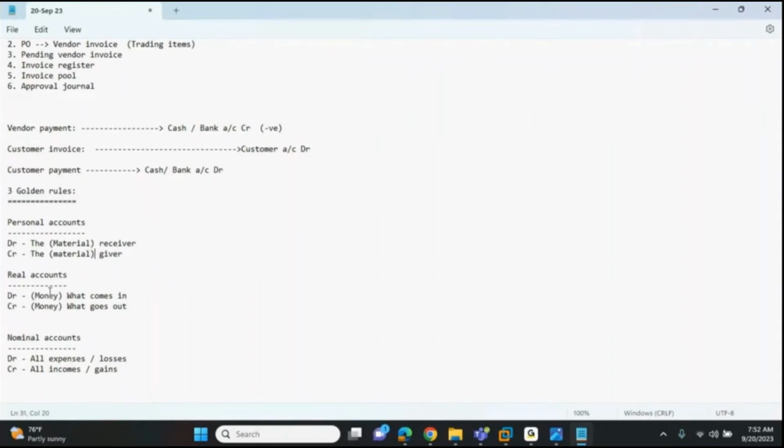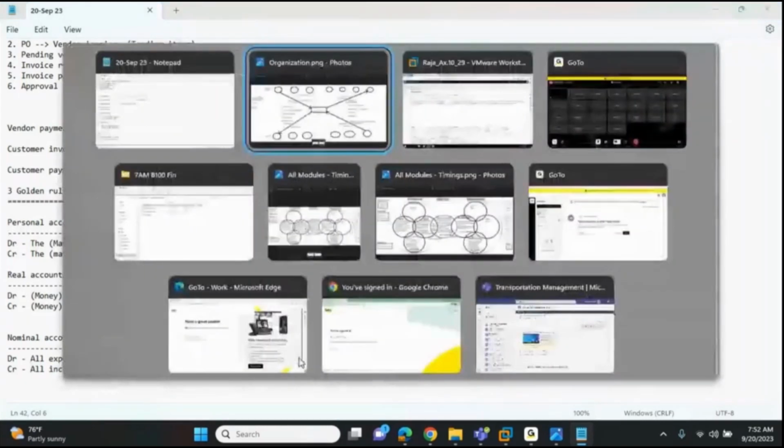You can use these golden rules. For personal accounts, debit the receiver, credit the giver. For real accounts, debit what comes in, credit what goes out. For nominal accounts, debit all expenses and losses, credit all incomes and gains.